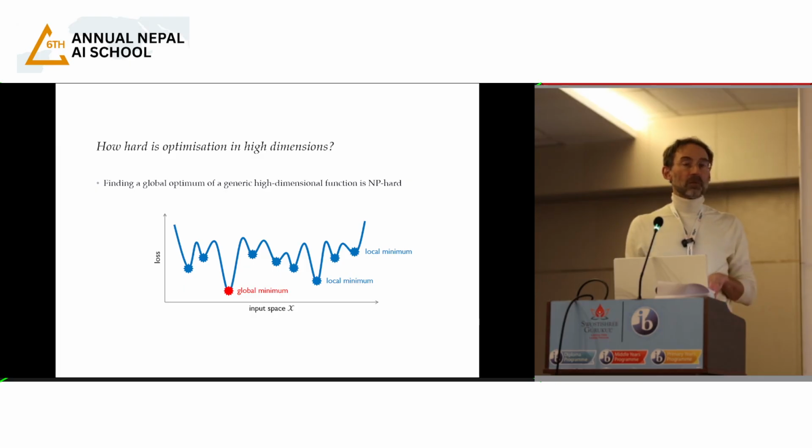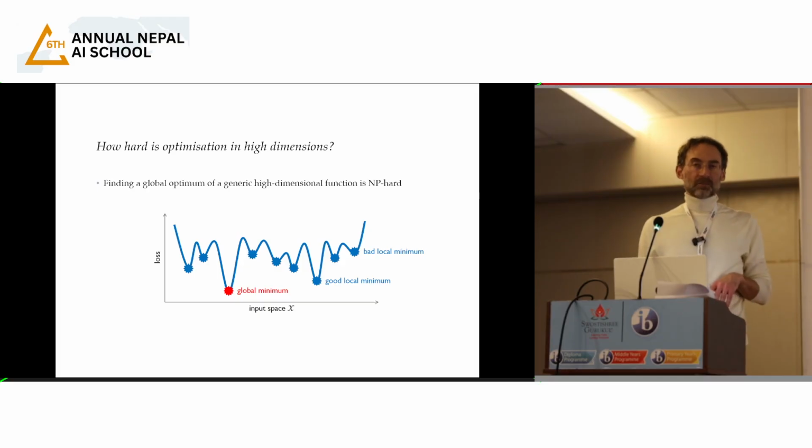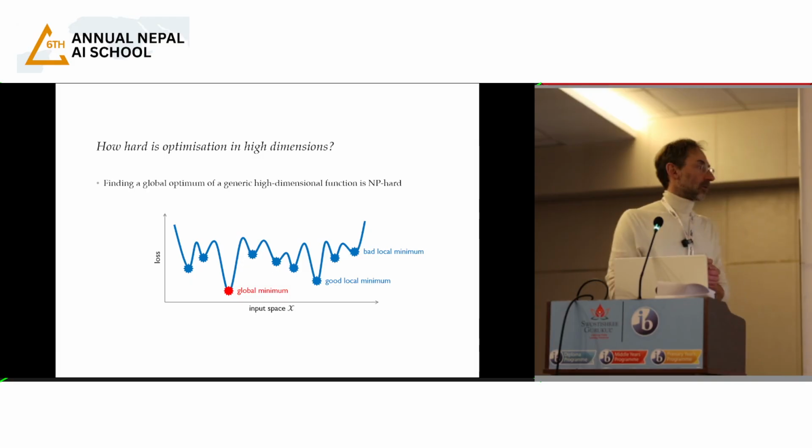Of course, not every minimum is the same. So this is a good minimum, because it's close to the global minimum, and this is a bad minimum because it's far from the global minimum, right? So this is an unfortunate situation. So this is how machine learning problems look like, but the reality looks more benign.